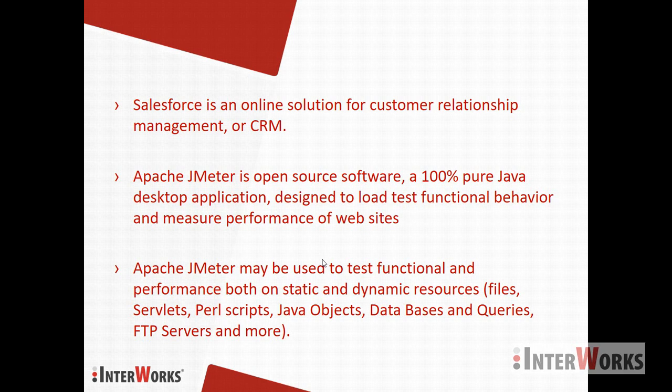platform. Apache Jmeter is open source software, a 100% pure Java desktop application designed to load test functional behavior and measure performance of websites. It was originally designed for load testing web applications, but has since expanded to other test functions. Apache Jmeter may be used to test functional and performance both on static and dynamic resources.